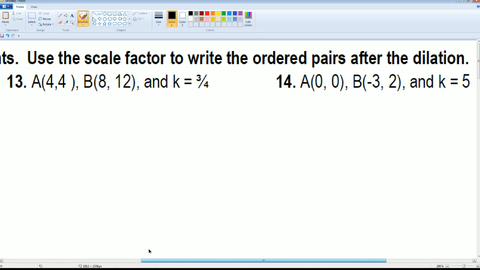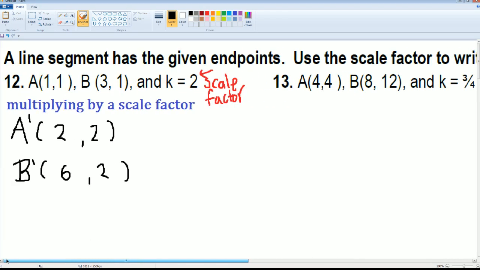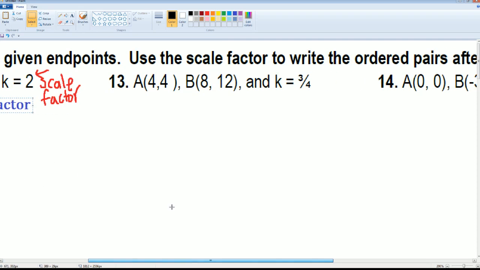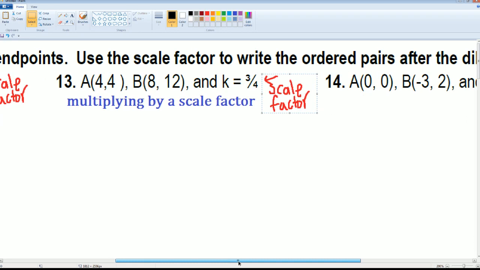We are going to write the ordered pair after the dilation. So how do we do that? We are going to multiply by the scale factor. Good. And what is the scale factor? It is this value right there.